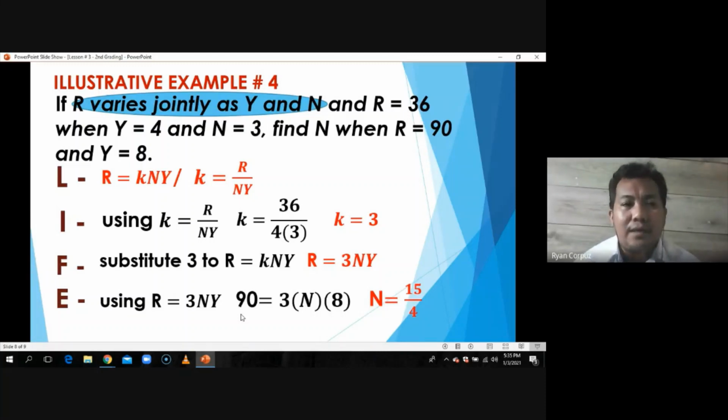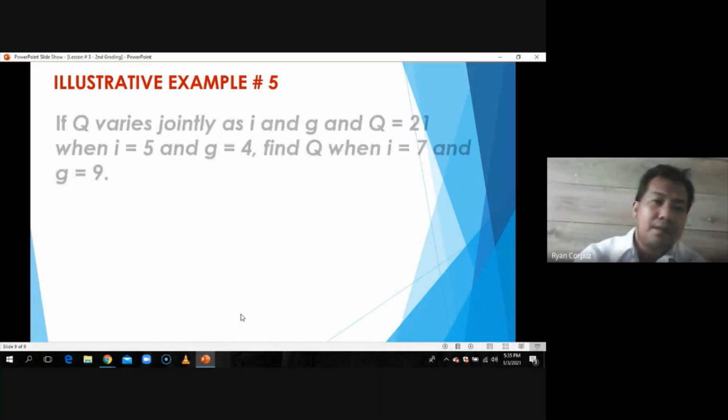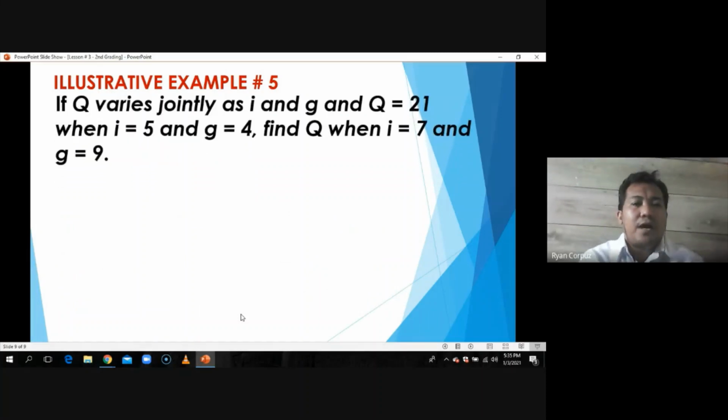So that's how we answer example number 4. Hopefully, we now know how to solve joint variation. So let's try another example. I guess this is now the last example. Example number 5. If Q varies jointly as I and G, and Q is equal to 21 when I is equal to 5 and G is equal to 4, find Q when I is 7 and G is equal to 9.